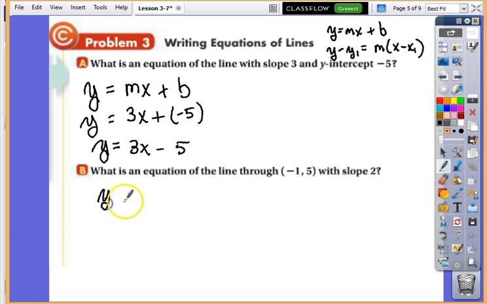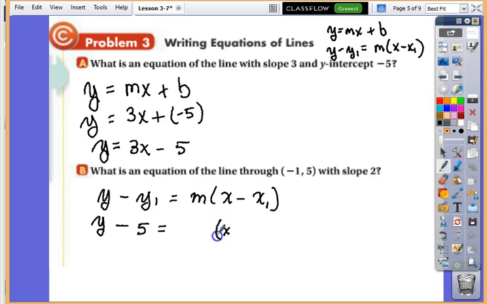So, point-slope form is y - y1 = m(x - x1). When I go to substitute in, the y and the x are going to remain y's and x's. The y1 gets the value of the y-coordinate. The x1 gets the value of the x-coordinate. And m gets the value of the slope. And then really all I have to do is simplify that up. y - 5 = 2(x + 1). And that's in point-slope form.